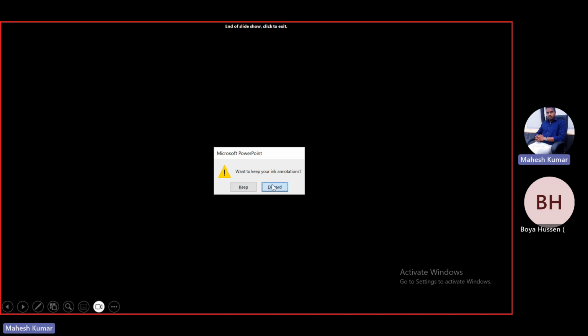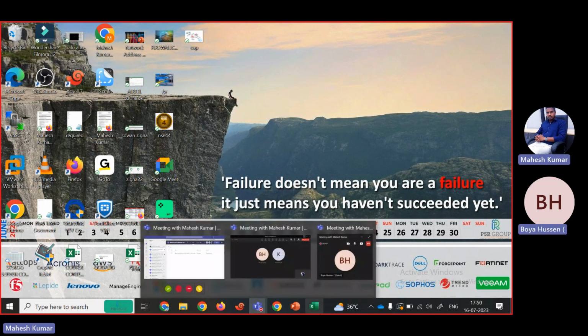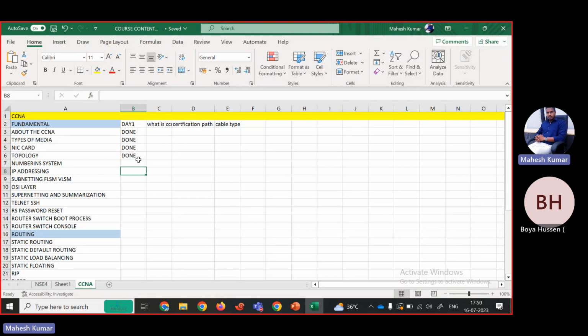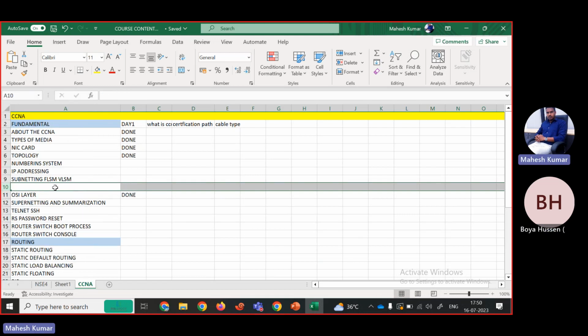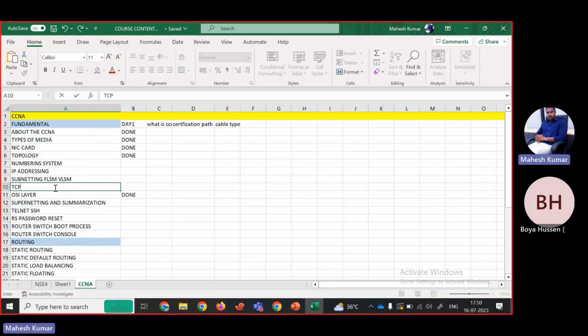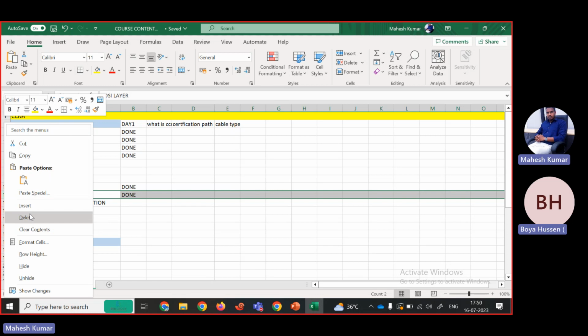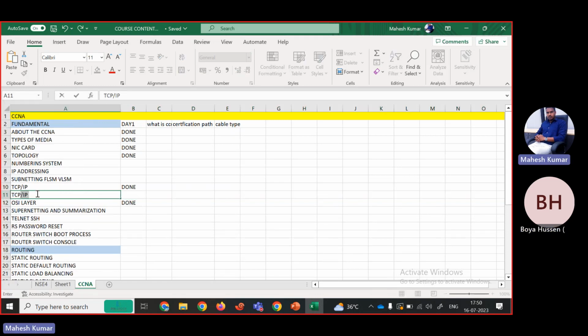So that's all for today. We have completed what we have learned about the OSI layer. TCP/IP also we have done. And what we have done today? TCP and UDP, right? So these are the things which we have covered today.